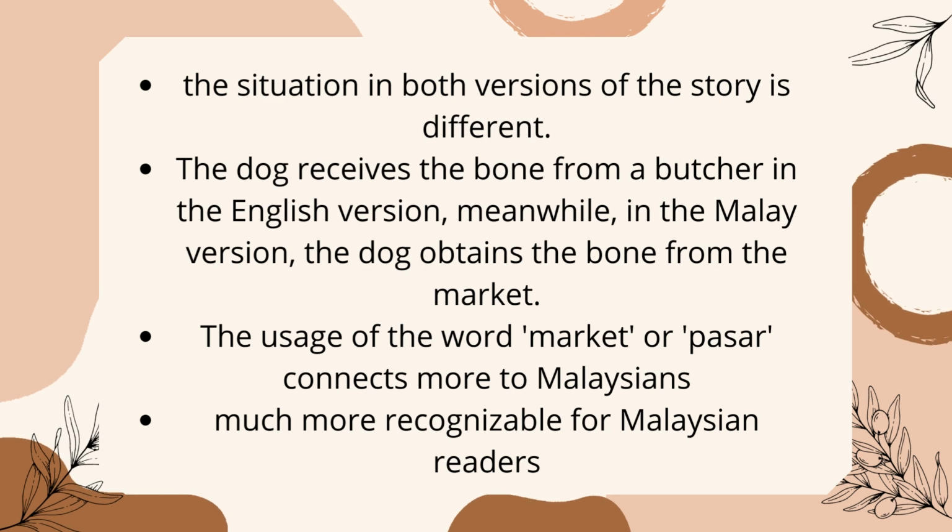As can be seen, the situation in both versions of the story is different. The dog receives the bone from a butcher in the English version. Meanwhile, in the Malay version, the dog obtained the bone from the market. The author utilizes the adaptation technique by changing that. This is because in Malaysia, we are more connected to the market, or pasar as we call it in Malaysia, and we often see animals obtain food leftovers from the market. So the situation can be much more recognizable for Malaysians when reading the Malay version of the fable.